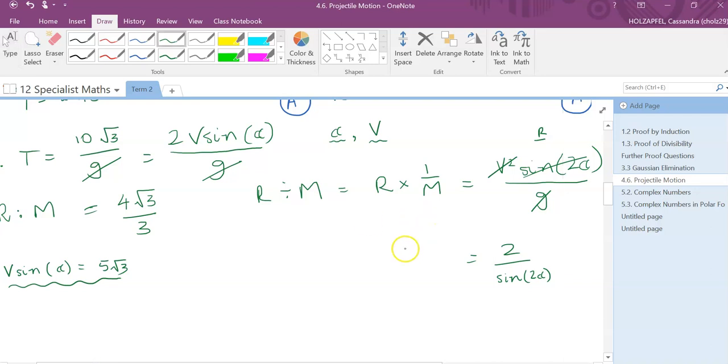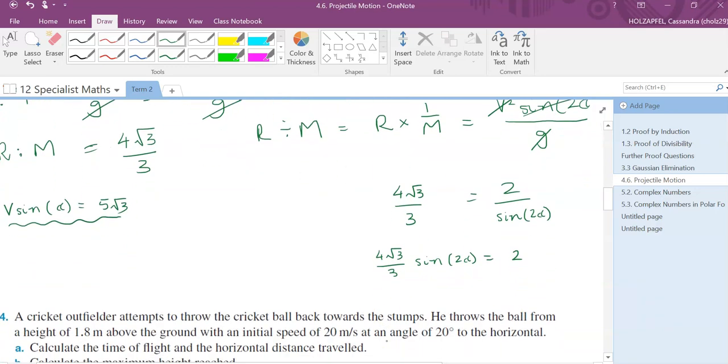All right, and we also know that that was going to be equal to, what was that value from before? 4 root 3 over 3. Okay, so I might do a little bit of rearranging here. I'm going to multiply both sides by sine so that I get 4 root 3 over 3 sine 2a is going to be equal to 2. And then I'm going to multiply both sides by 3, and then divide both sides by 4 root 3. So then I'm going to end up with sine 2 alpha is equal to 2 by 3, which makes 6 over 4 root 3.